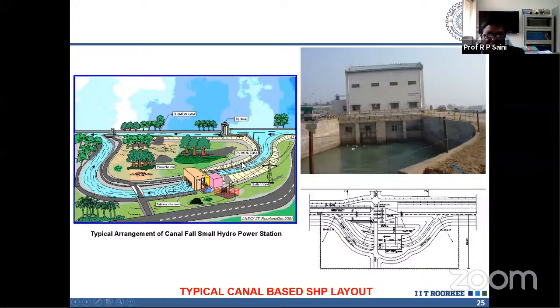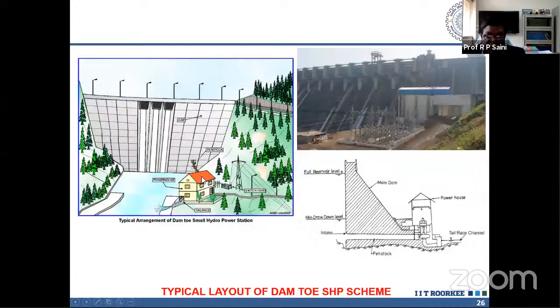But when you talk about this canal base, we don't have the forebay tank, we don't have the power channel. You just install the turbine in the canal or the bypass channel. So according to that, we decide what components are required.